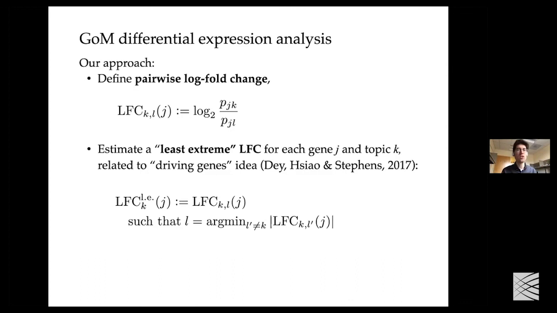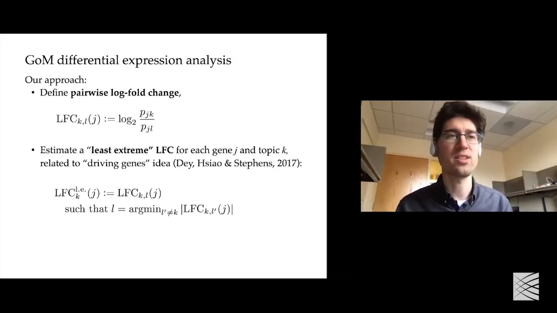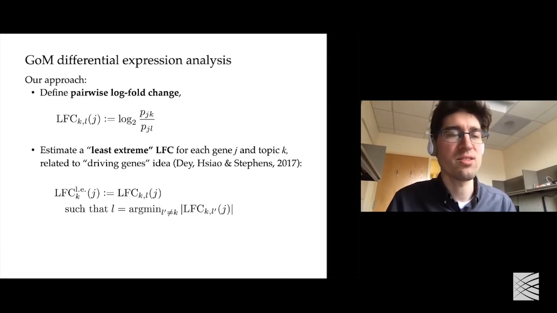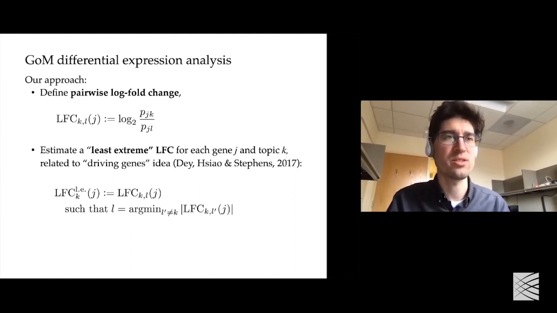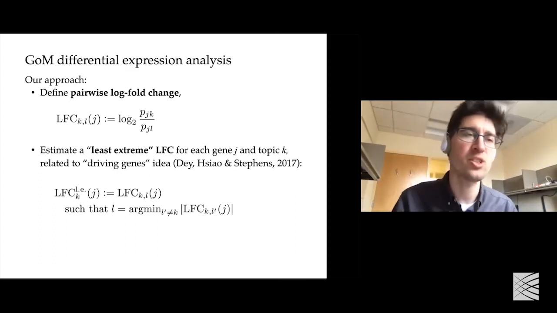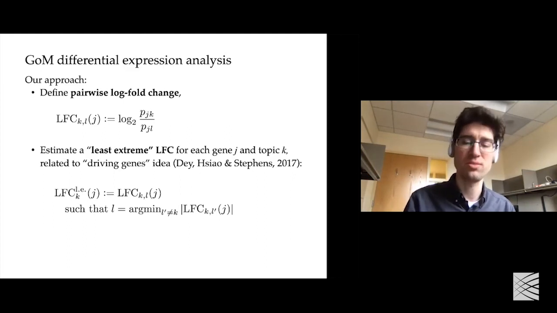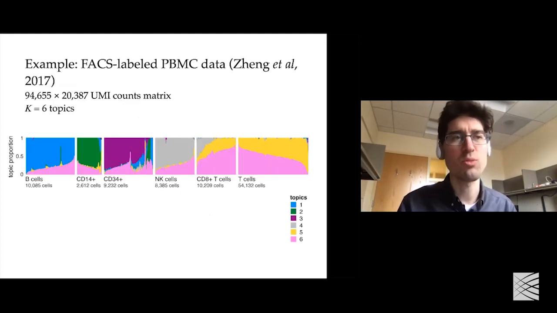And the idea is that if we look across all the other topics and the least extreme LFC is still quite large, that means it's a very distinctive change that's happening not just between two topics, but between all of them. So that can isolate the most interesting genes. And there's a similar idea in Kuchel's and Joyce's paper in PLOS Genetics. So by borrowing ideas from differential expression analysis, we're formalizing this notion.